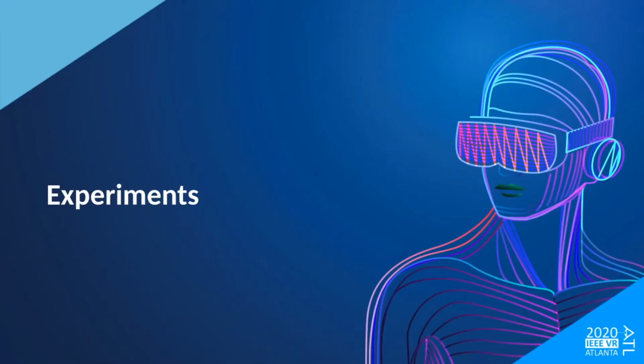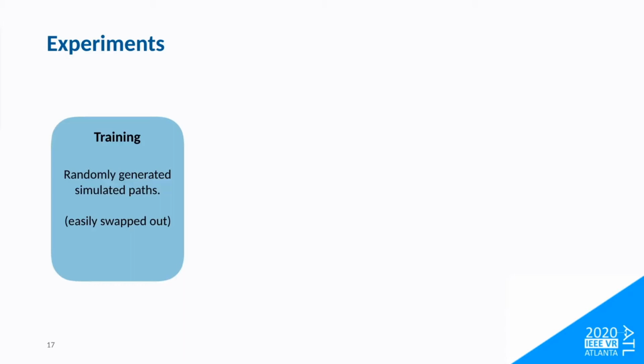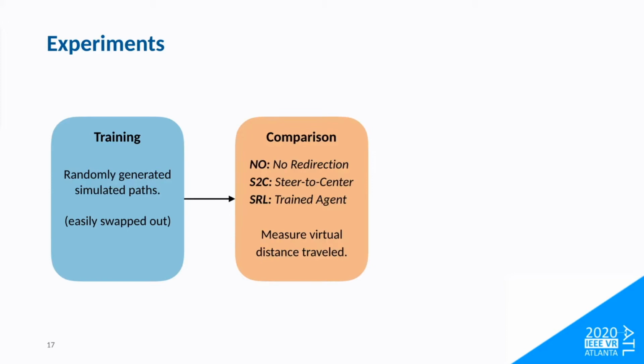So now I'll describe the experiments we did in order to evaluate the performance of our agent. First, our agent is trained on randomly generated simulated paths. We train on simulated paths because reinforcement learning requires large quantities of training data, and we simply didn't have access to a big enough data set of real user paths. However, in our framework, these simulated paths could easily be swapped out for real ones given a large enough data set.